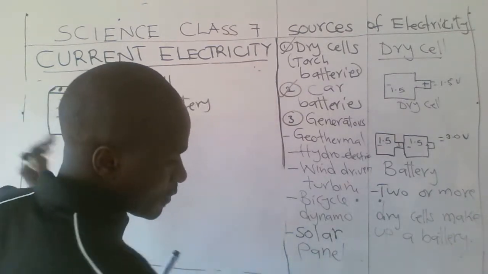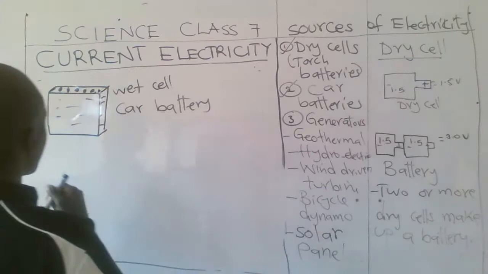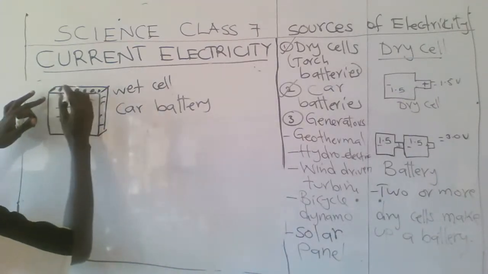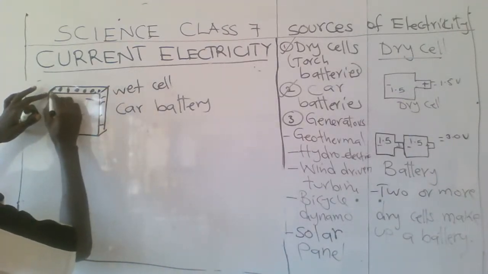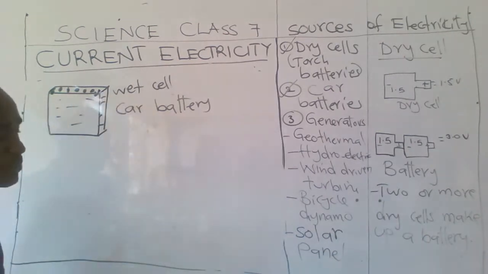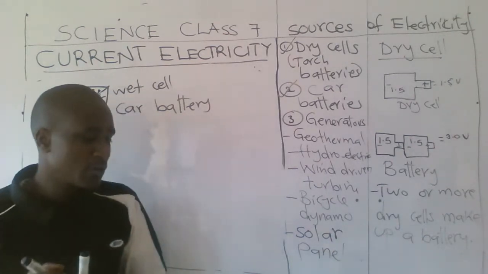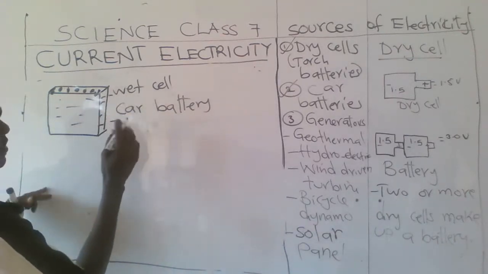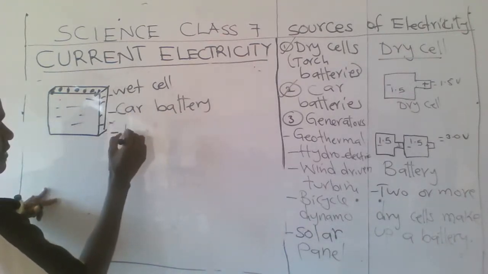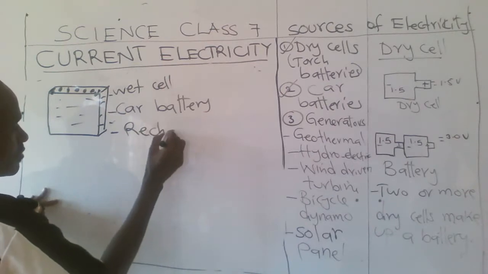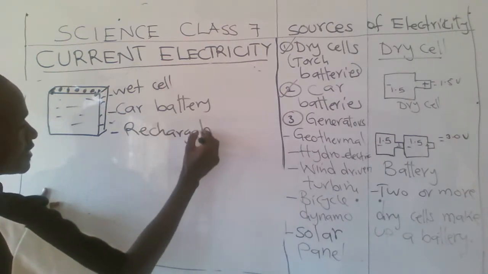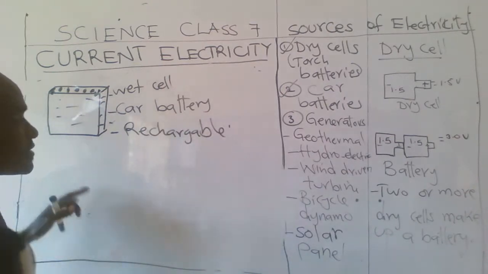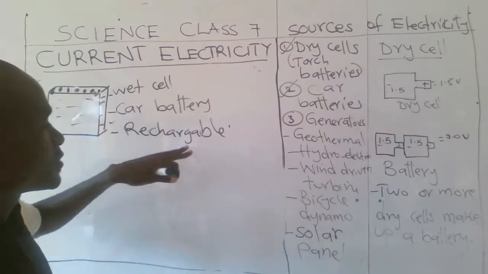So they also have a positive and a negative terminal. With the car battery, you will find somewhere here we have a negative, and here we have maybe a positive terminal. We use this one. And the main thing you need to know about this one is that the car battery is rechargeable. It can be recharged.